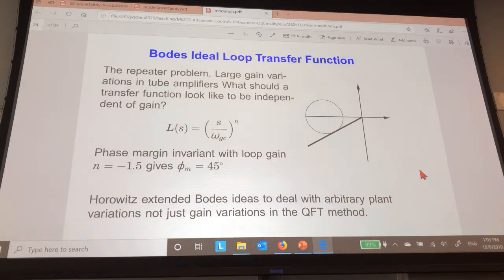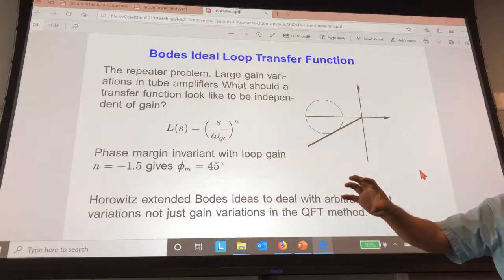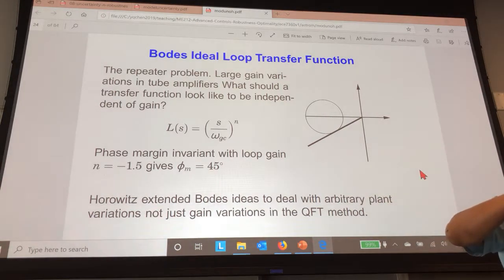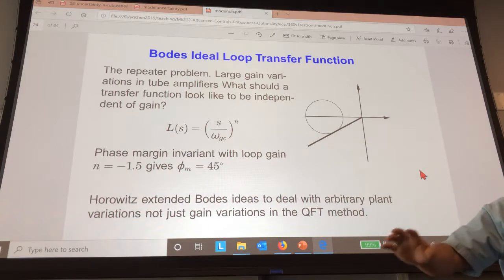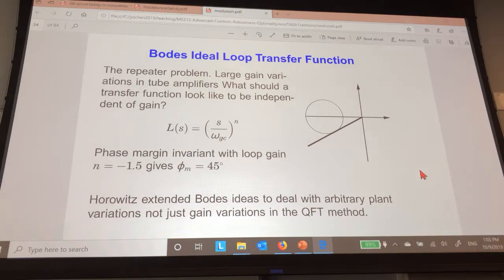So basically they said for the loop, if you have a loop, and in the loop you have multiple amplifiers, then you add up all the phase delays, the phase lags. If you lag more than 180 degrees before you cross over, then you'll get unstable. So how can you avoid that?